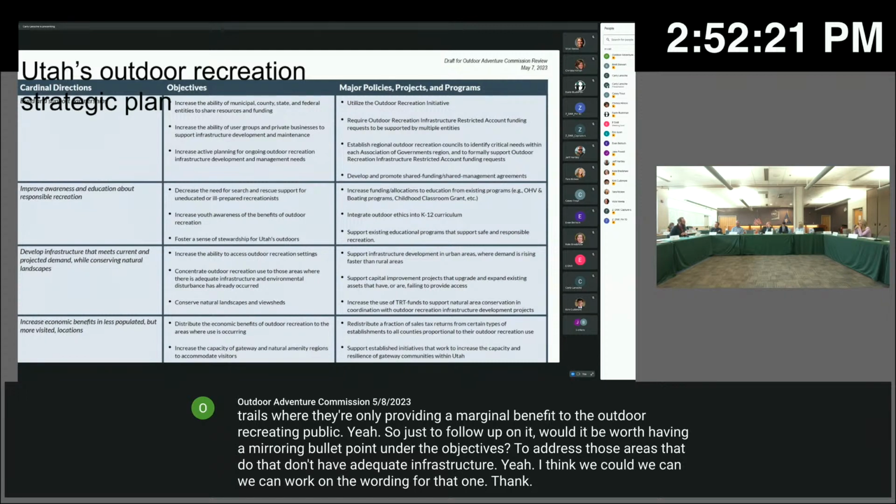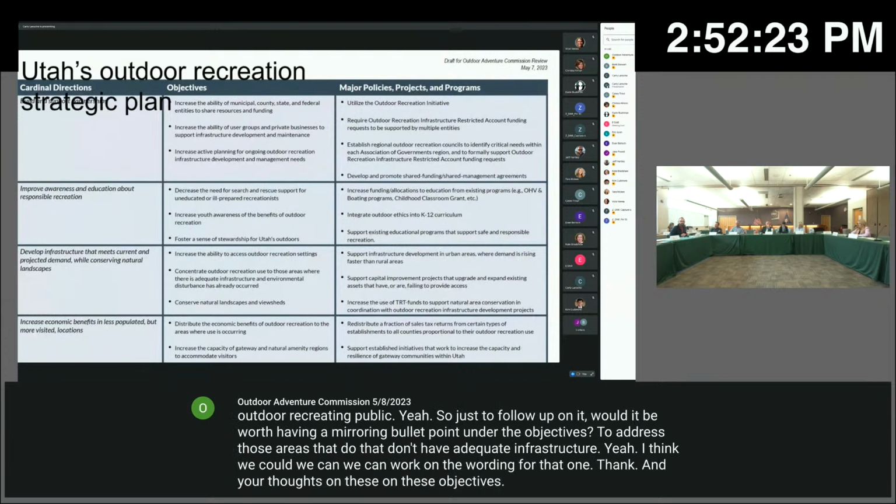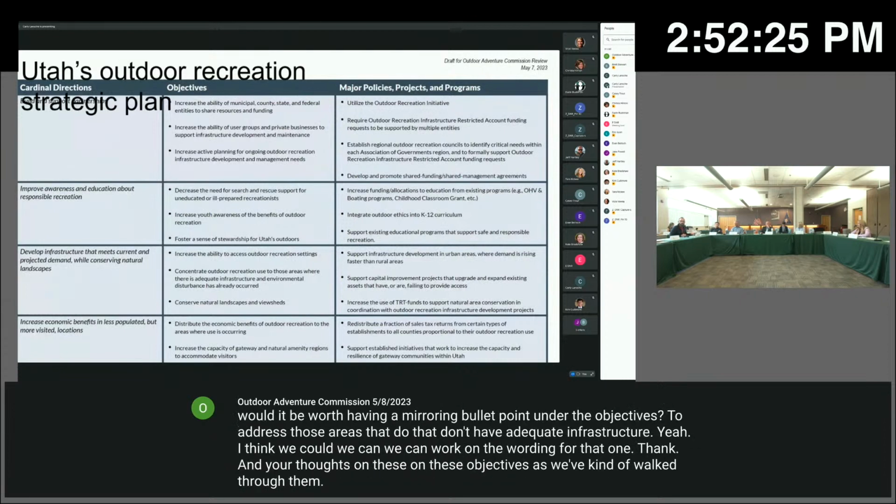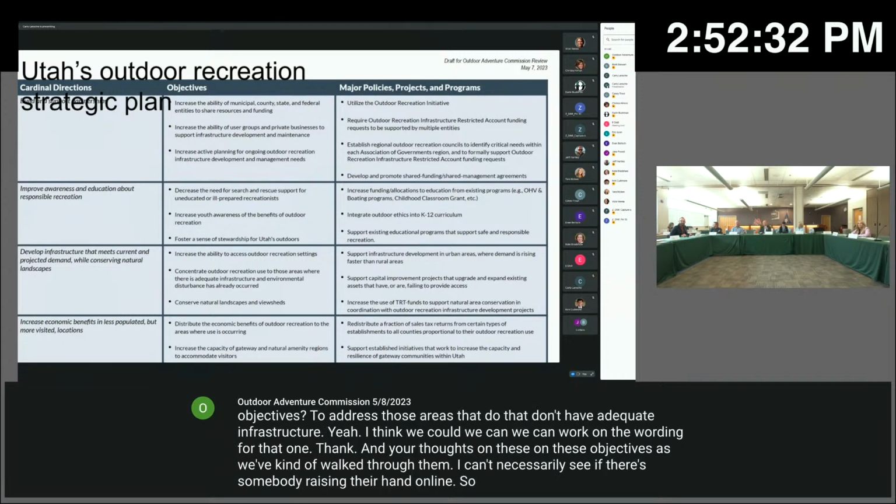Any other thoughts on these objectives as we've kind of walked through them? I can't necessarily see if there's somebody raising their hand online, so feel free to speak up.